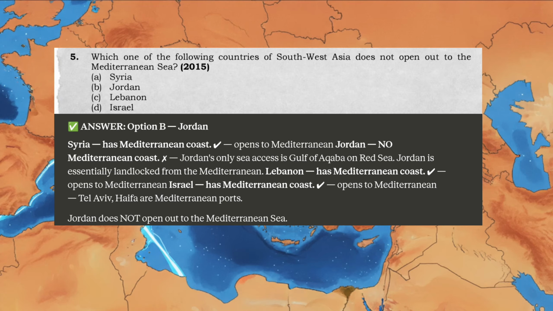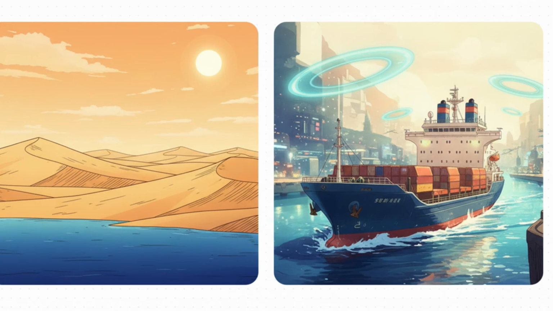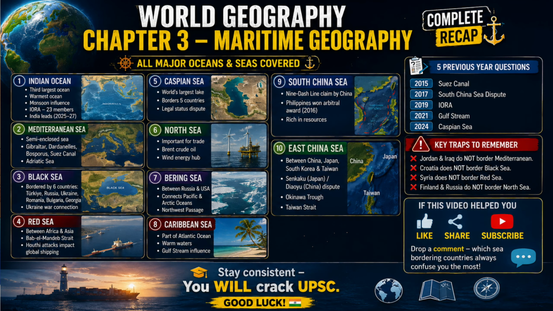Jordan's only sea access is Gulf of Aqaba on Red Sea. Jordan is essentially landlocked from the Mediterranean. Lebanon has Mediterranean coast. Opens to Mediterranean. Israel has Mediterranean coast. Opens to Mediterranean. Tel Aviv, Haifa are Mediterranean ports. Jordan does not open out to the Mediterranean Sea. Answer B. And that is a complete, in-depth walkthrough of World Geography Chapter 3, Maritime Geography.